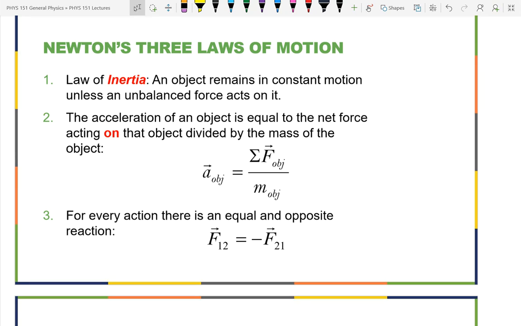So I have this mass set. I violently push it, otherwise known as I apply a force to it.